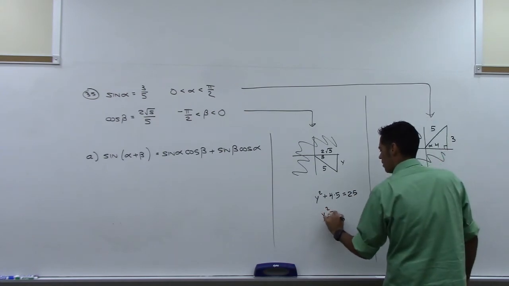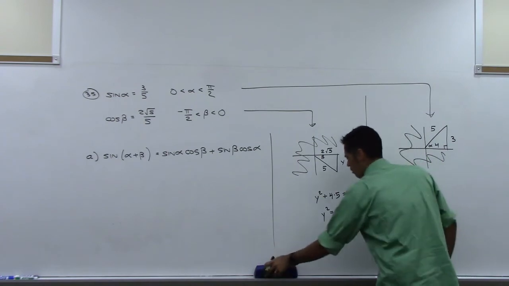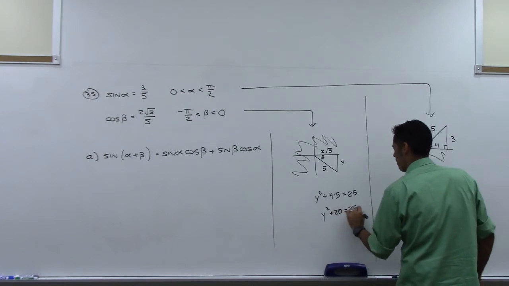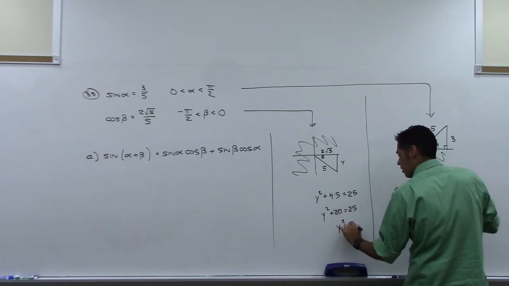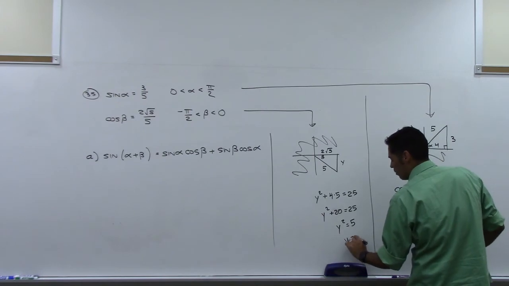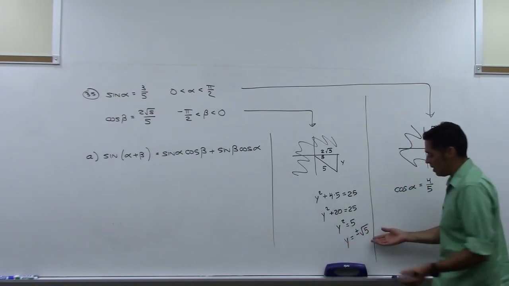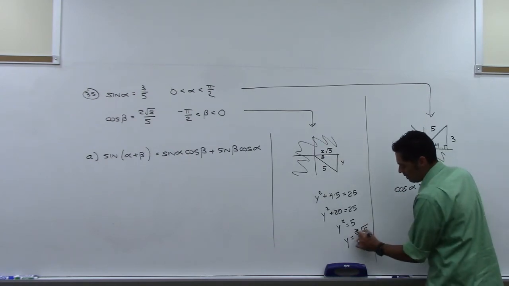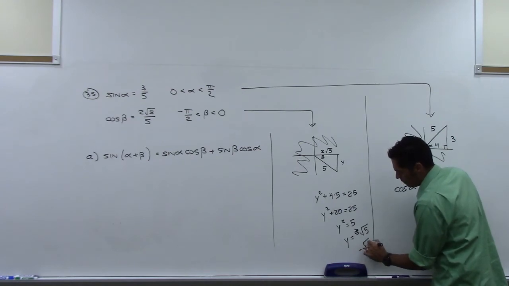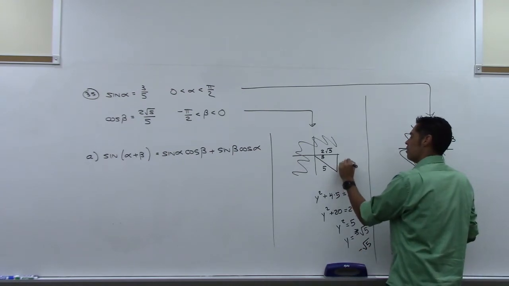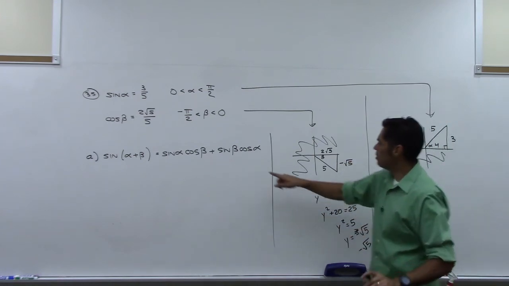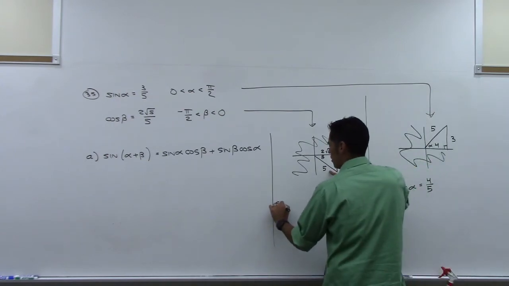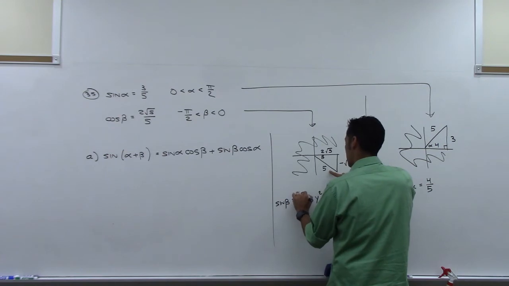So y squared plus 20 must equal 25. Subtract from both sides, y squared is 5. So y is plus or minus root 5. Now which one is it, plus or minus? Well, it's the y coordinate, and we're in the 4th quadrant, which means our y coordinate must be negative. So it's the negative answer here, negative root 5. So this is negative root 5. And now, remember, we wanted to know what sine of beta was. Sine of beta is the opposite over hypotenuse. So I can conclude here that sine of beta is negative root 5 over 5.